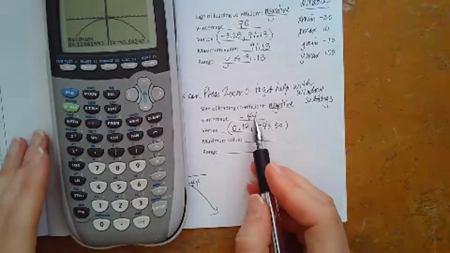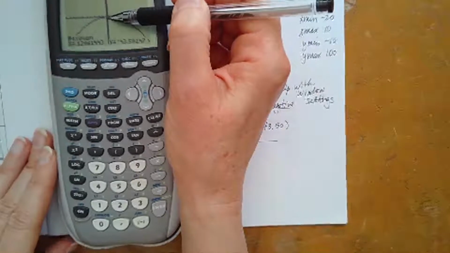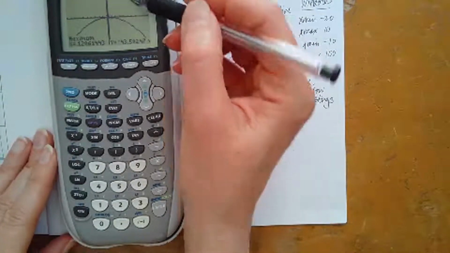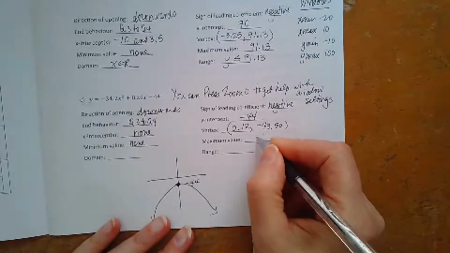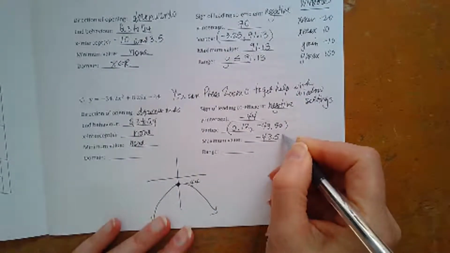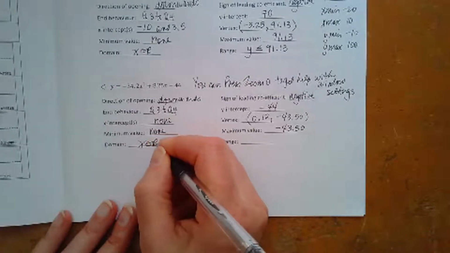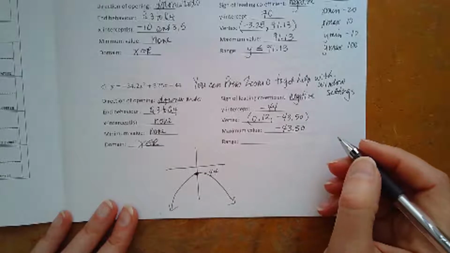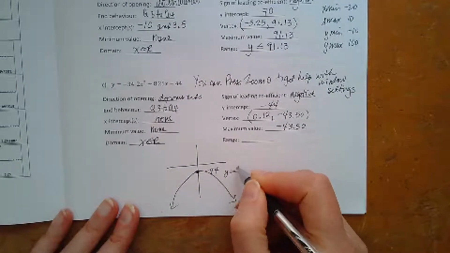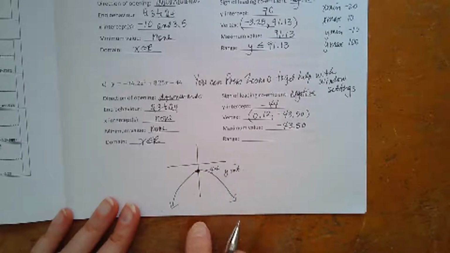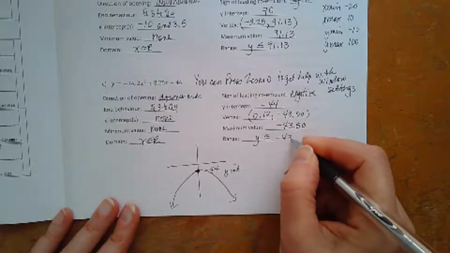So the vertex is really close to the y-intercept, right? It's not right on it. It looks like the y-intercept is the vertex, but actually it's not. It's just a little to the left. Once you find that, whatever the y-coordinate is gives you your max or your min value, in this case it's maximum. No change, domain x is all real numbers, and the range, okay, well, let's see. That's my y-intercept, right? But the vertex is, y is less than or equal to negative 43.50.